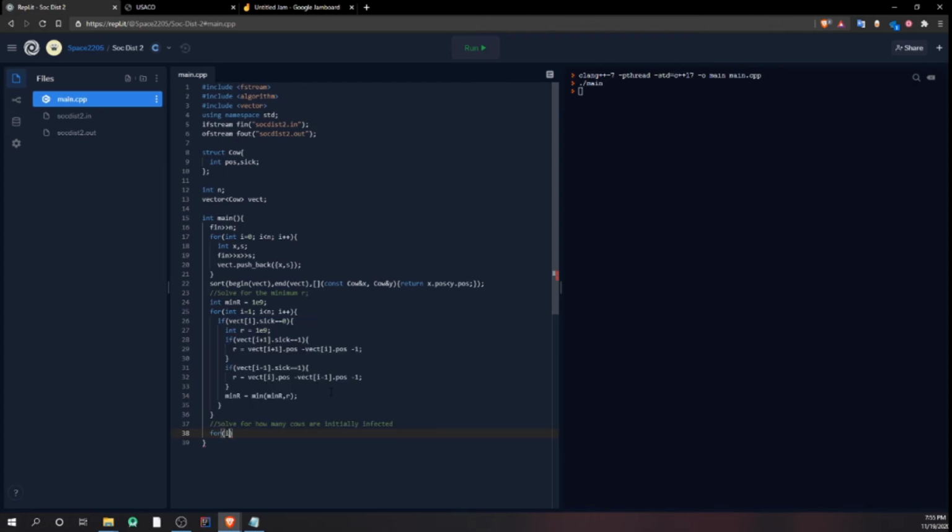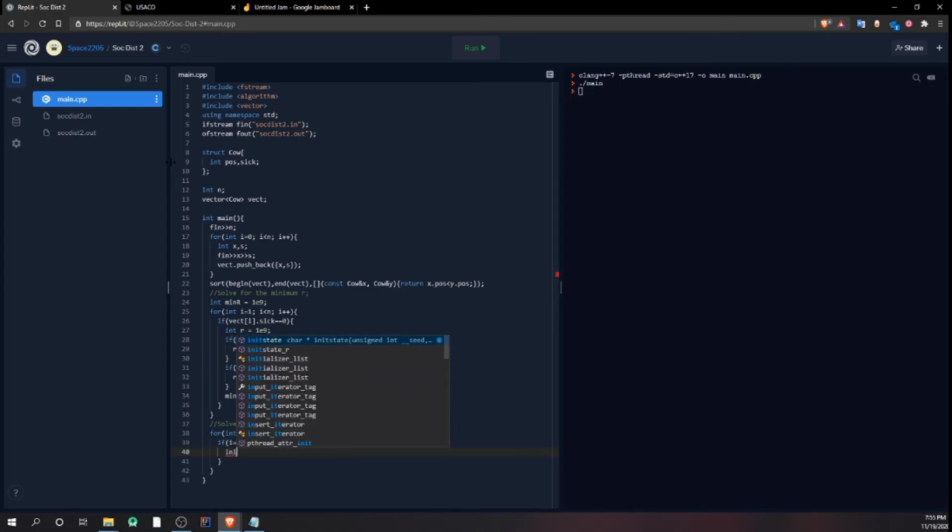So what we're going to do is a for loop, i equals 0, i less than n, i plus plus. We're automatically going to assume that if our first cow is infected, then that was an initial cow. So I'm going to say if i is equal to 0 and our vector at i, its sickness was categorized as 1, meaning it was infected, then our initial cows is going to be incremented.